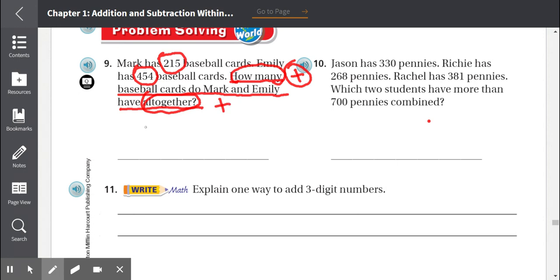So we have 215 plus 454. So let's begin by adding the ones place. In the ones place, we have 5 and 4. 5 plus 4 equals 9. In the tens place, we have 1 and 5. 1 plus 5 equals 6. In the hundreds place, we have 2 and 4. 2 plus 4 equals 6. So altogether, they have 669 baseball cards.